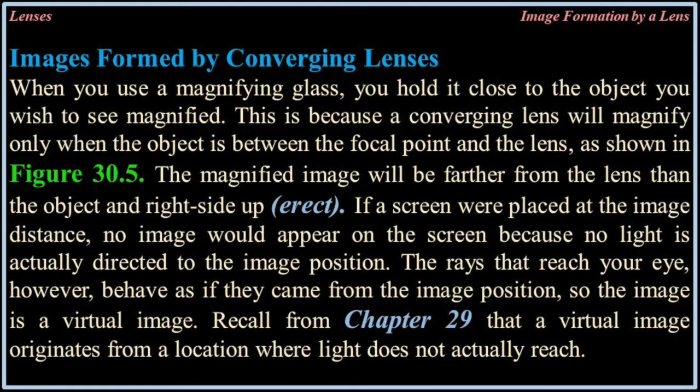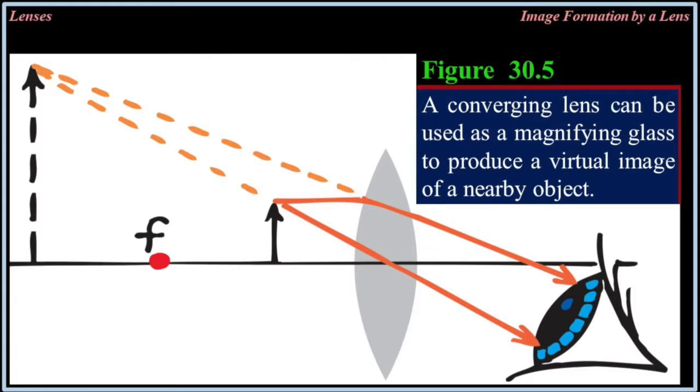Image formed by converging lenses. When you use a magnifying glass, you hold it close to the object you wish to see magnified. This is because a converging lens will magnify only when the object is between the focal point and the lens, as shown in figure 30.5. The magnified image will be farther from the lens than the object and right side up, erect.